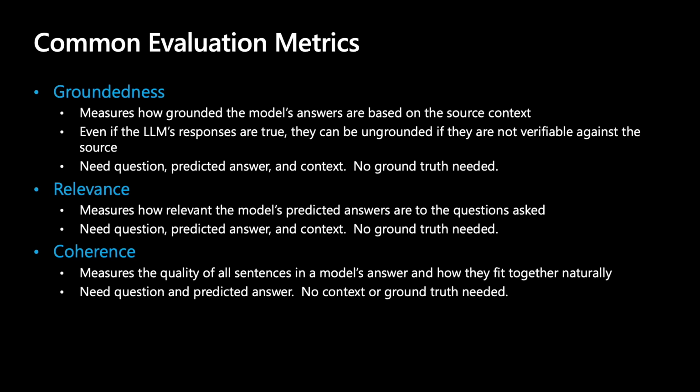I want to call out something pretty important, which is that we do not need to generate a ground truth data set for any of these metrics shown here. That tends to be a pretty big blocker for evaluating performance in these applications because it is a very time-consuming and complex process. For groundedness and relevance, we only need the question, the predicted answer, and the provided context. And for coherence, we only need the questions and the predicted answers.